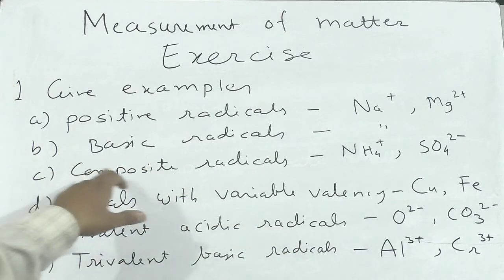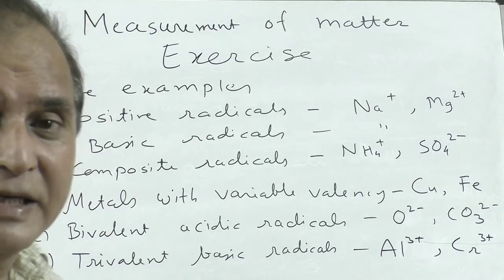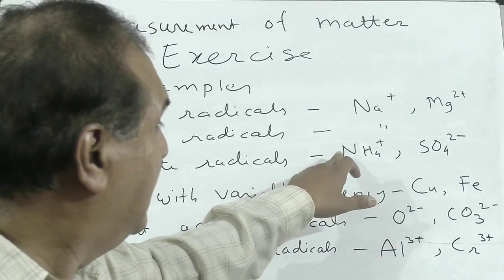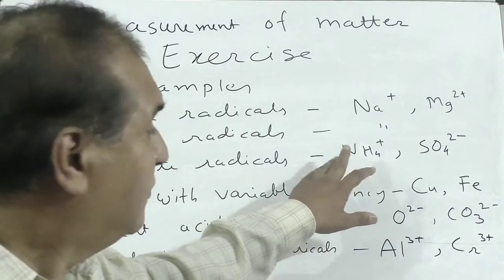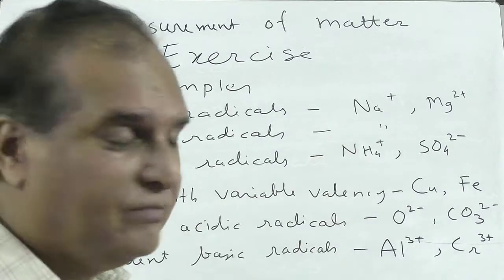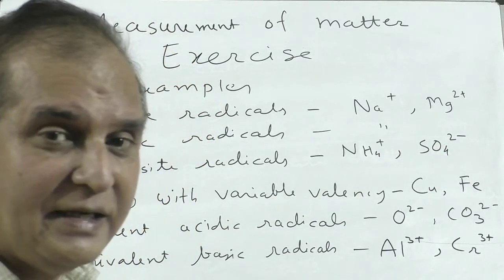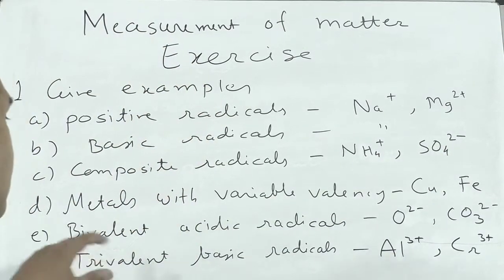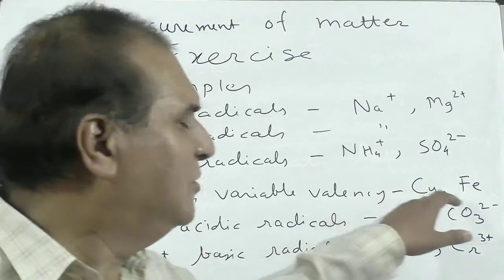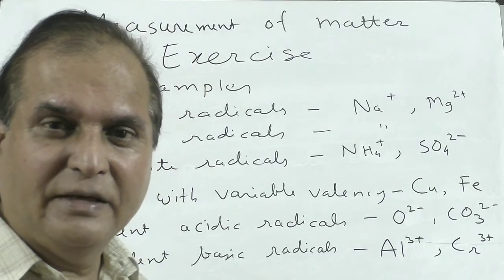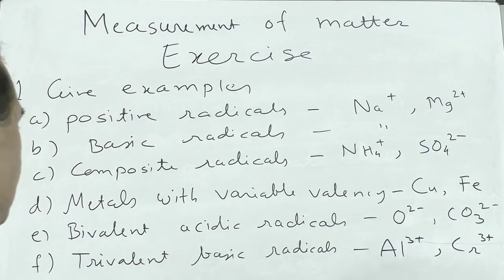Okay. Composite radicals. Composite means one or more than one atoms. Sodium NH4, nitrogen and hydrogen. Okay. So 5 atoms are there. Plus SO4 2 minus, sulfur and oxygen. Understanding? Those such are composite. The metal with variable valency I have already explained. Cu and Fe. There are more metals, but still.